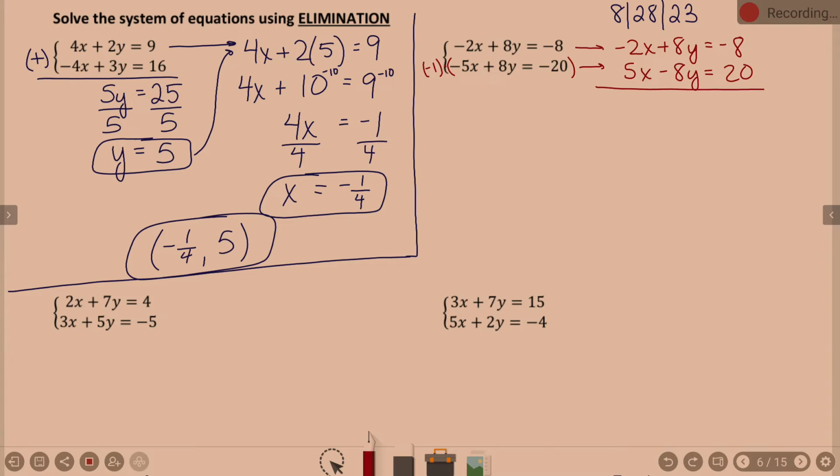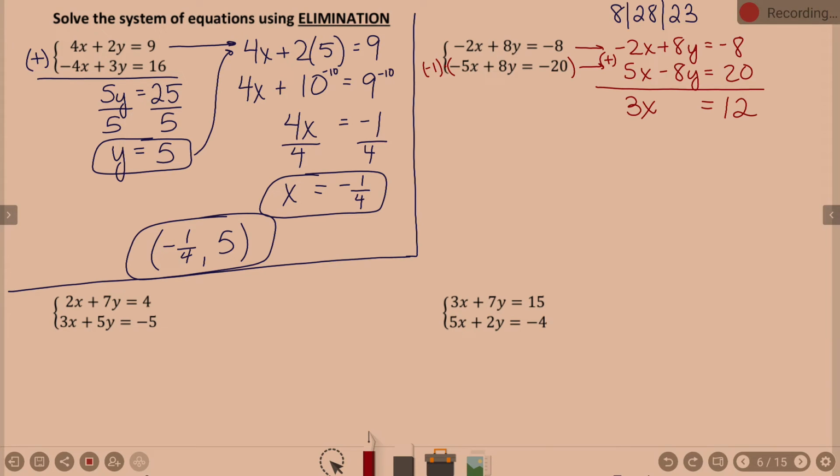Now, for those of you on this boat, by doing this, I now have a positive 8y and a negative 8y, right? So I can do the exact same thing I did last time, which is to add the 2 equations together. So if I add these, negative 2x plus 5x is 3x. 8y plus negative 8y cancels, equal sign. Negative 8 plus 20.